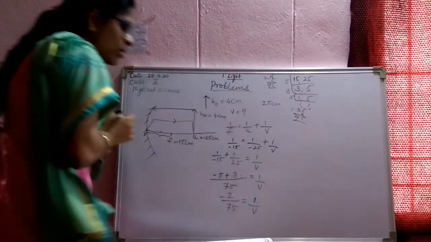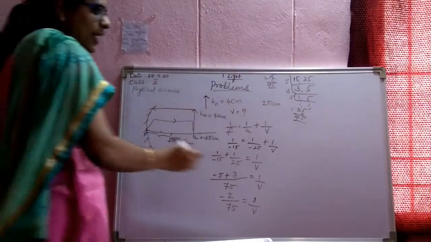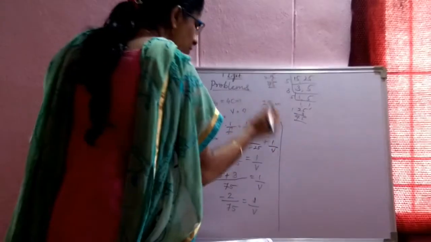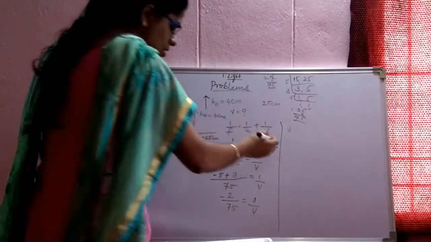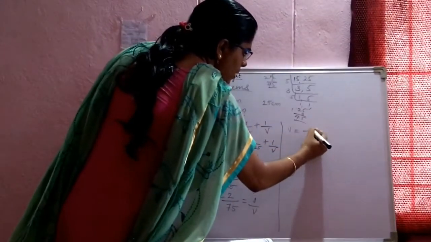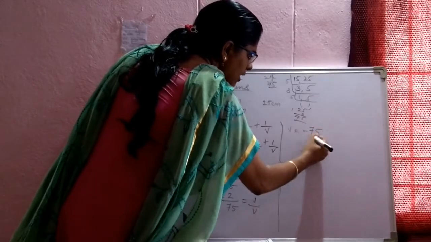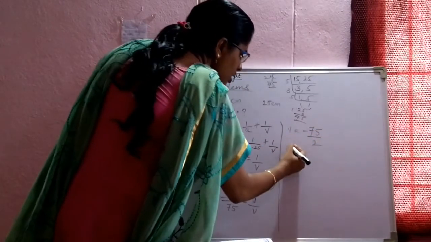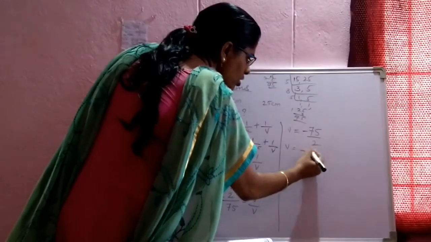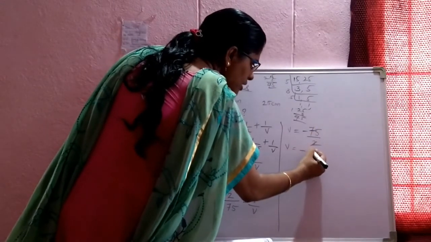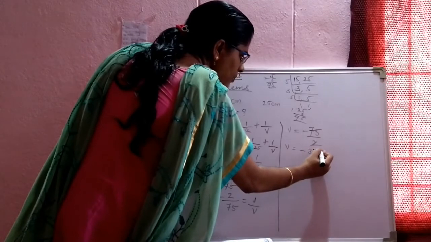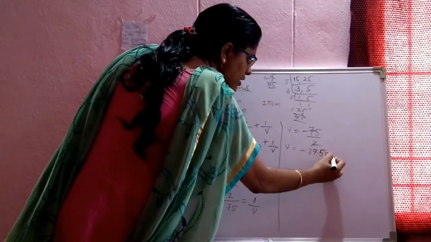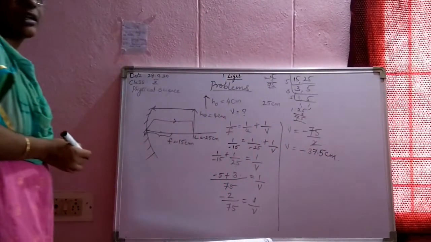Okay. Now we need to find the V value. How to find the V value? V is the reverse, equal to minus 75 by 2. How many times does it go? 2 3s are 6, 15. 2 7s are 14. So 37.5 centimeters.